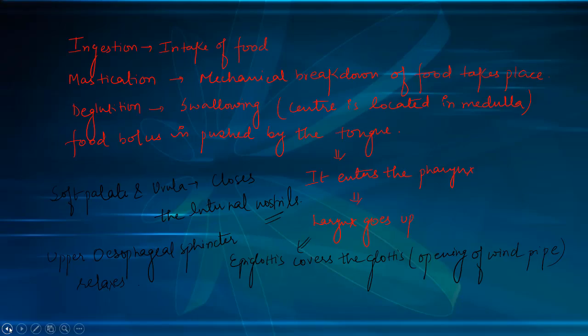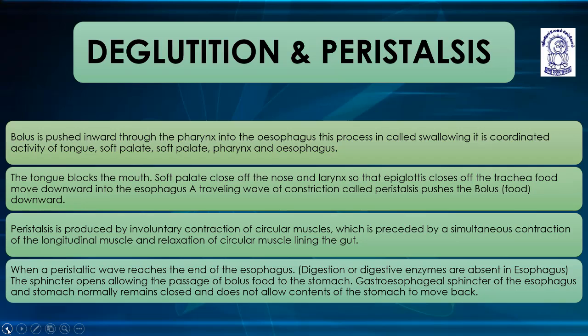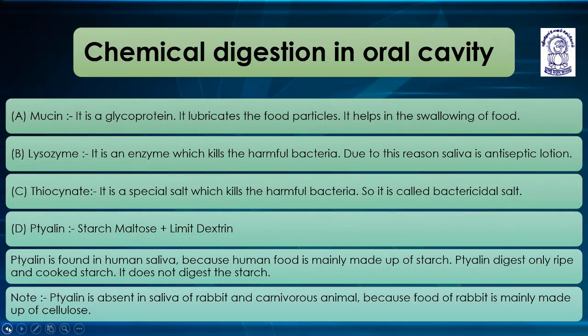Now, coming back, mucin. Mucin is a glycoprotein. It lubricates the food particles and it helps in swallowing of food.